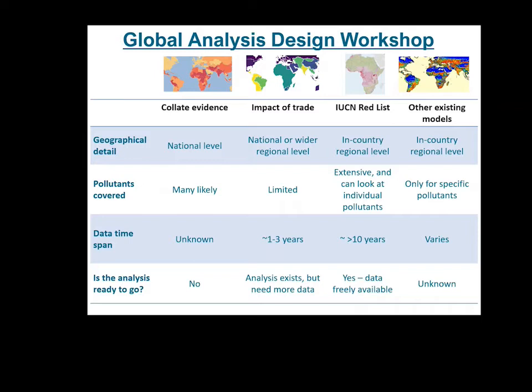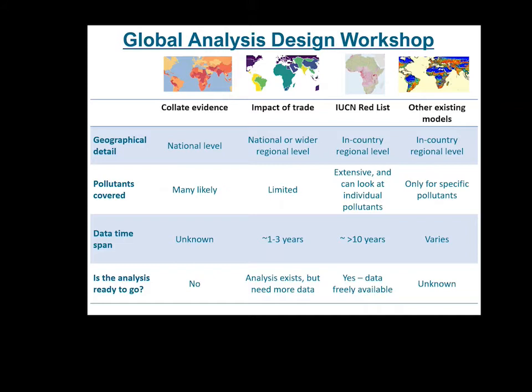We looked at several options, from collating pollution evidence from databases, investigating the impact of trade, exploring environmental available models, and using the IUCN Red List to create heat maps on the impact of pollution on biodiversity. We pondered different aspects, from how widely applicable the evidence base was, what pollutants were already covered, what spatial and temporal resolution would be useful, and how readily available the information was as we were constrained by time.